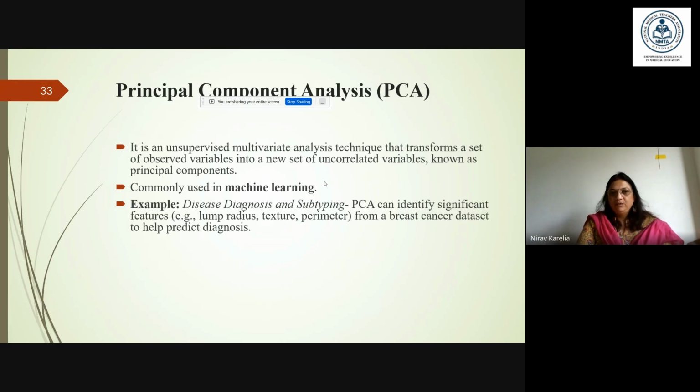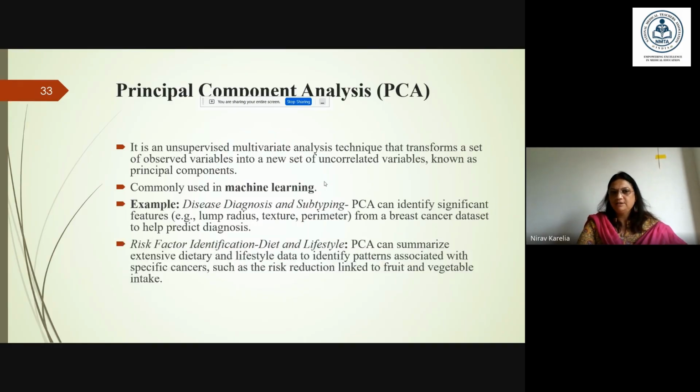You may know this as a common advanced technique, predictive analytics. We have been taught about multivariate analysis, and the other name for it is predictive analytics. You can predict things. Suppose a patient has this, then in future there are chances that something can develop. So for predictive analytics, the most commonly used method is principal component analysis.